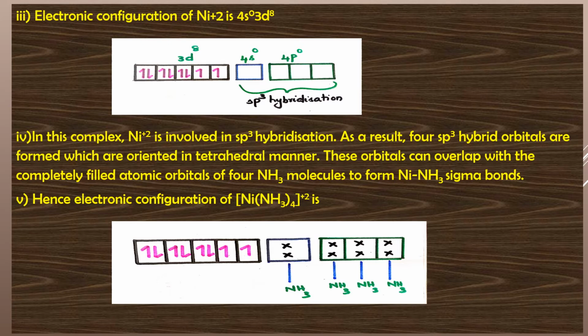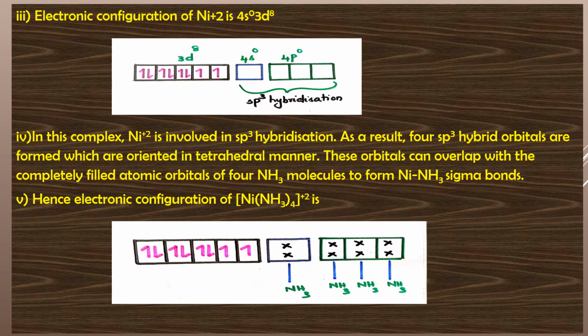You should also notice one point here: there are 2 unpaired electrons. In the presence of a strong ligand, the unpaired electrons will be forced to pair up. But in this particular example, the 2 single electrons cannot be forced to pair up. Why? Because NH3 is not a strong ligand. Kindly try to understand that point.